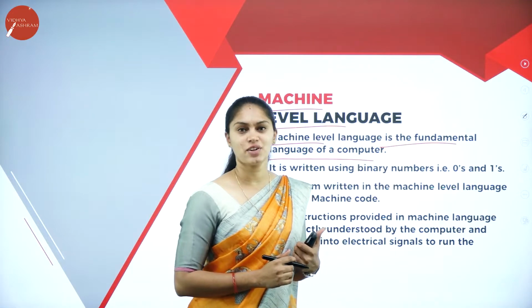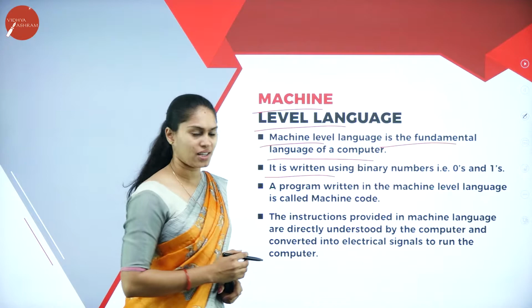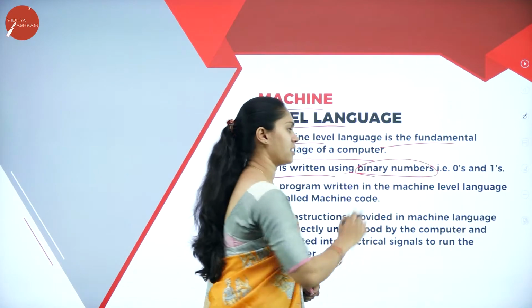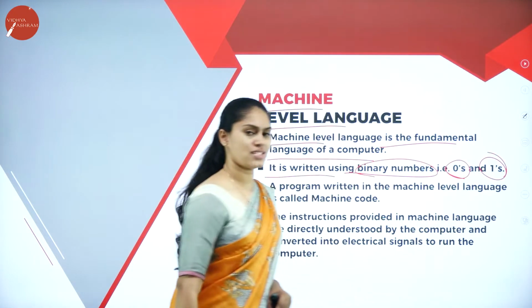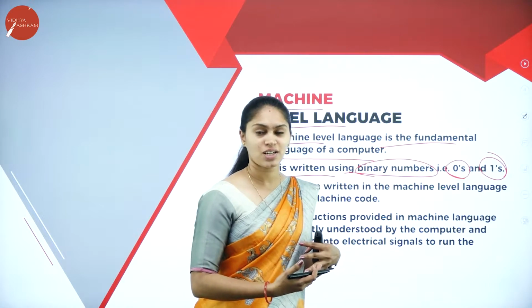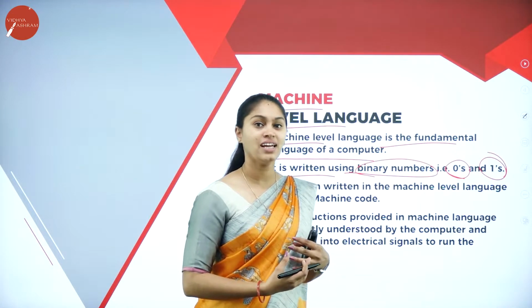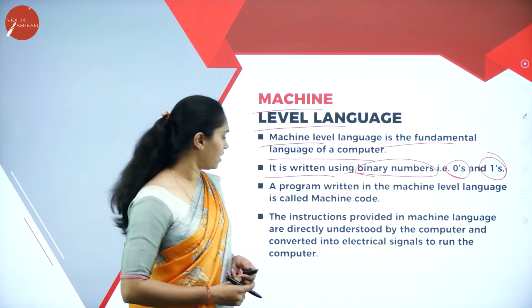That includes zeros and ones. So, machine level languages can be written by making use of binary numbers. If it is a binary number, then it will include zeros and ones. So with the help of zeros and ones, we are going to write the instructions to the computer in order to do the intended task. That is what it means regarding the machine level language.